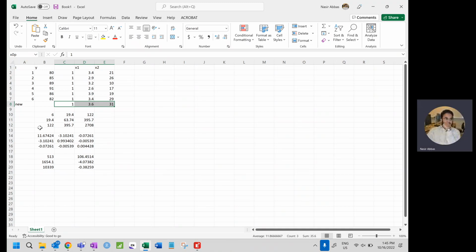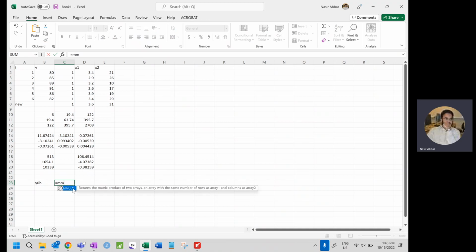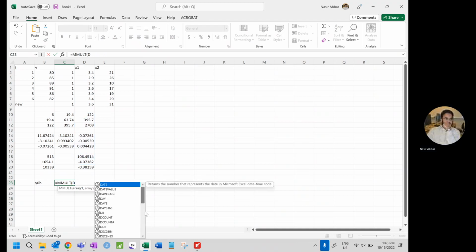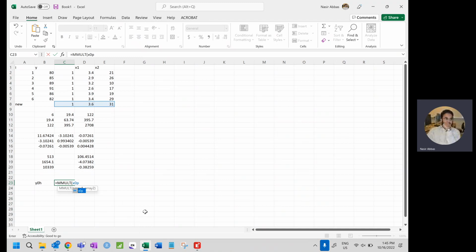Because we denoted this row to be a transpose. We said the column is usually given the notation of the vector, and the row is usually given the transpose of the vector. So the first thing I'll do is find Y naught hat. This will be a matrix multiplication. What is the order? X naught prime is first, right? X naught prime with this beta hat.